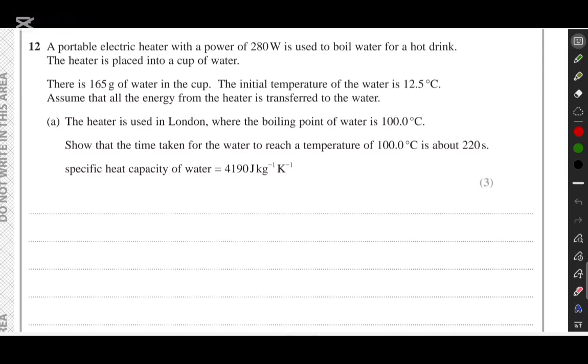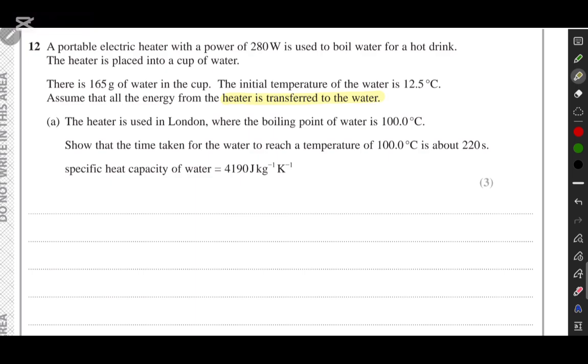In this video, we'll be solving a question from thermodynamics. A portable electric heater with a power of 280 watts is used to boil water for a hot drink. The heater is placed into a cup of water. There is 165 grams of water in the cup. The initial temperature of the water is 12.5 degrees Celsius. Assume all energy from the heater is transferred to the water.